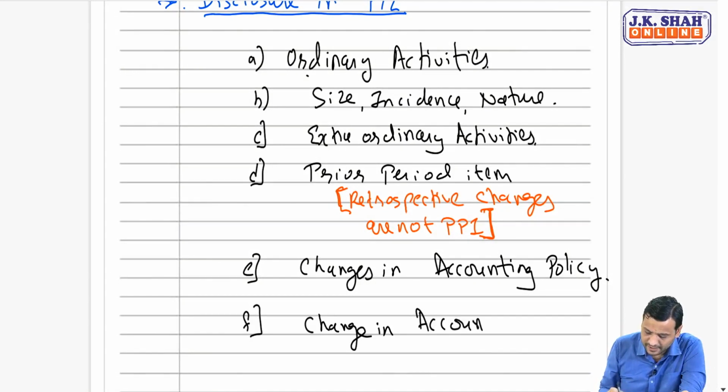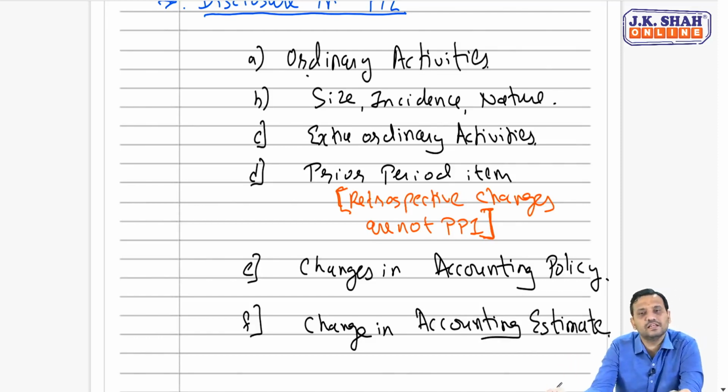Moving to the next and very important, change in accounting estimate. An estimate, what is an estimate? Approximation. Because we don't have proper means of measurement, scrap value of the asset, useful life of the asset, provision for debtors. These are all examples of estimates. In absence of proper means of measurement, we use estimates to come upon an opinion.